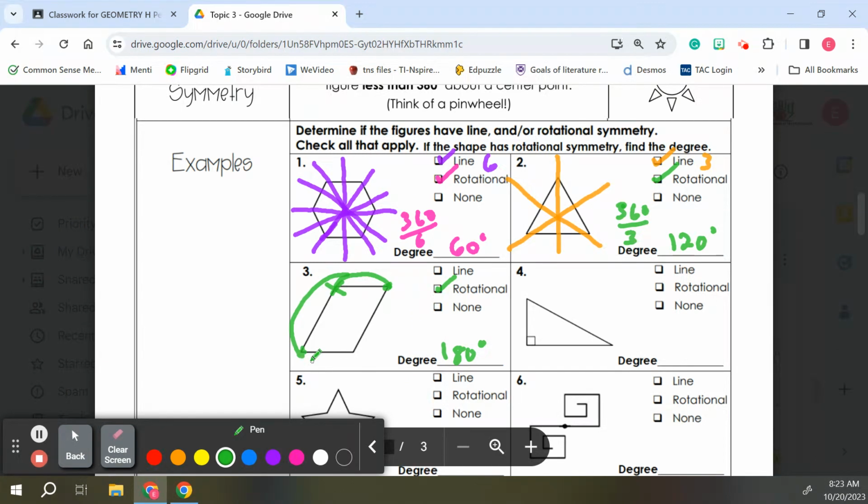All sides are equal. All angles are equal. That's known as regular. Yeah, it has to be regular. Okay. Good question. Any other questions?